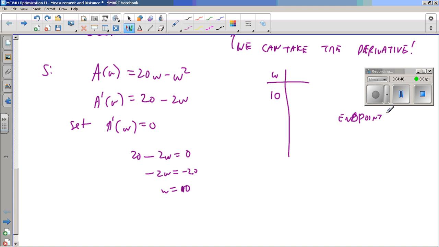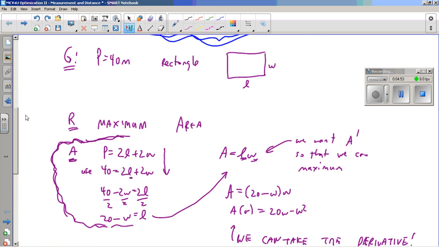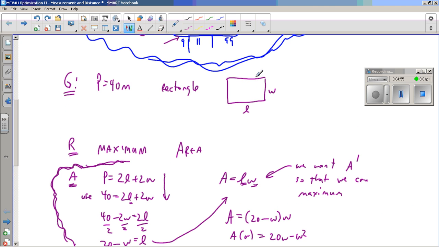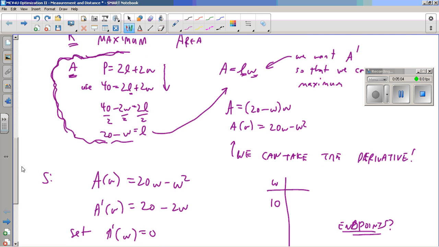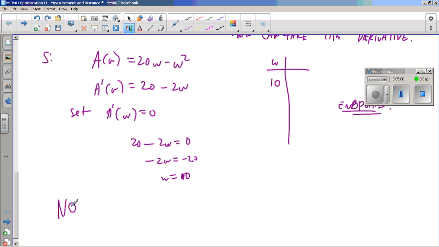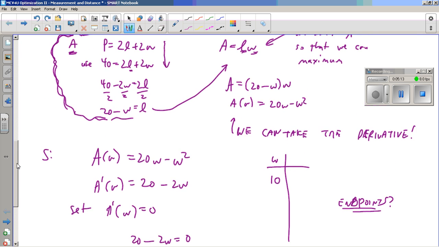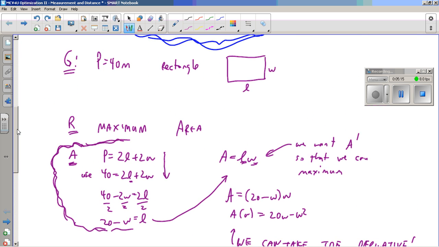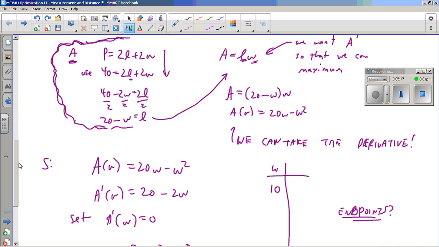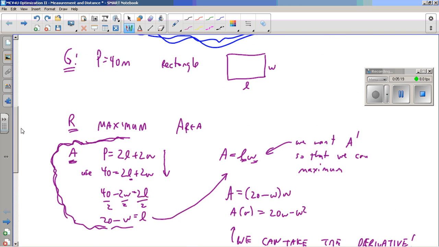Endpoints. Well, they weren't stated, but look here. If I think of the problem, what are some natural endpoints? Well, it wouldn't make sense for me to have a width that's negative. So note, I'm going to say the width has to be greater than or equal to 0. If it's equal to 0, I'm not going to have much of a rectangle.